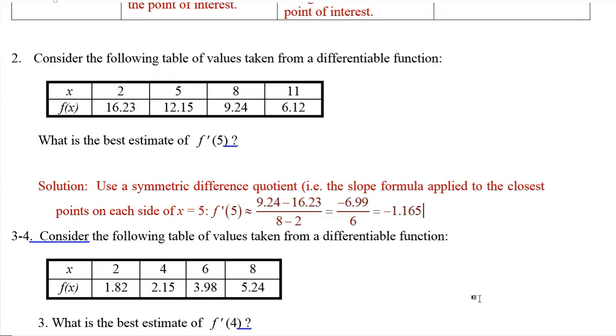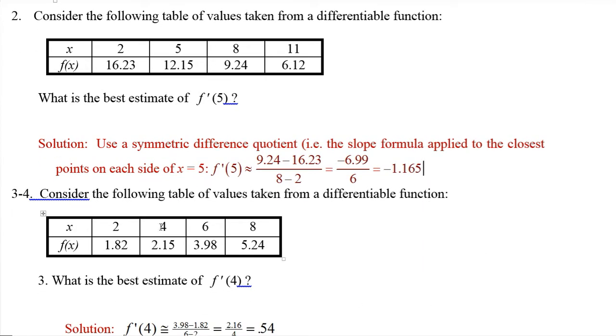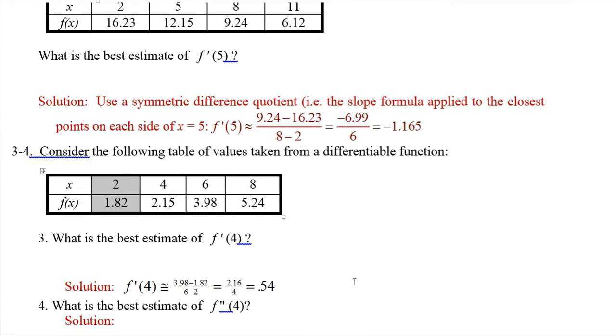Okay, let's take a look at this. Hopefully you've worked this out on your own. It works just like the last one, right? So you find your point of interest. You go to the left and to the right. You take those two points and just do the slope formula.